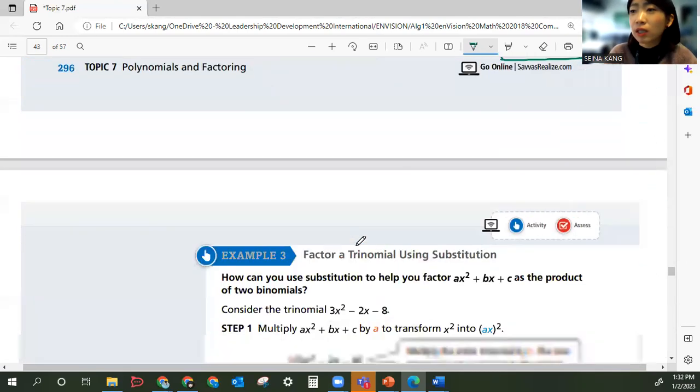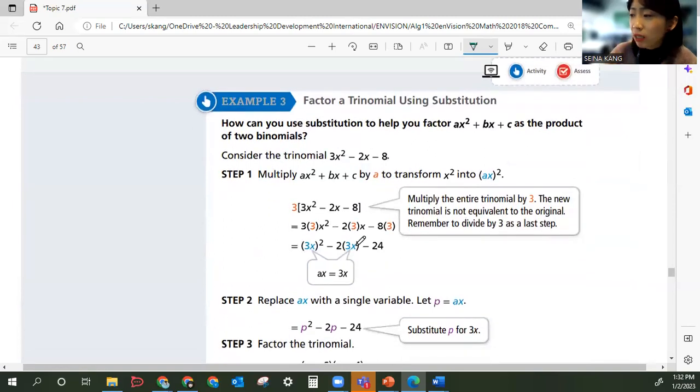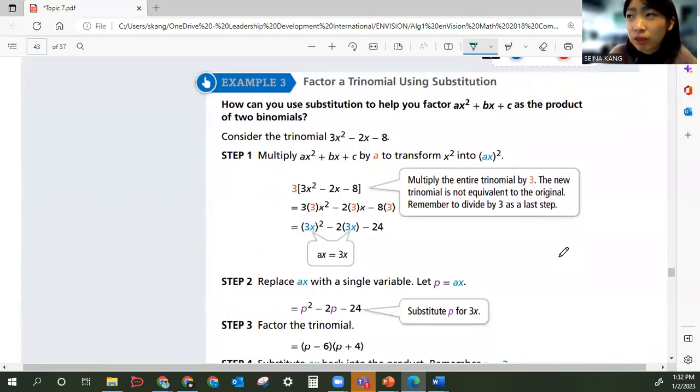Okay, let's look at the next example. This should be the last example for this lesson. Example 3, factor a trinomial using substitution. So this is another method to factor. How can you use substitution to help you factor this form ax² plus bx plus c as a product of two binomials? Do you remember what substitution is?